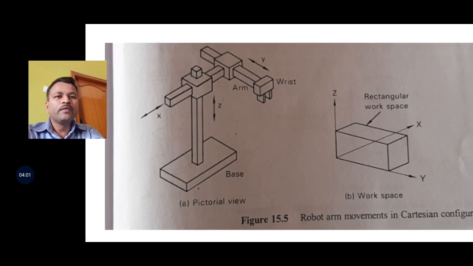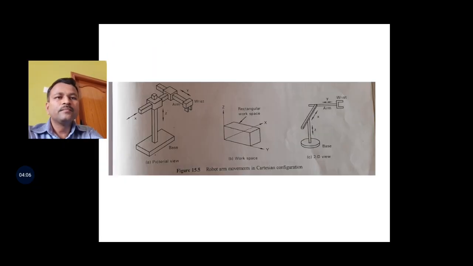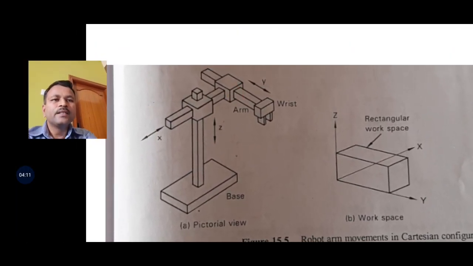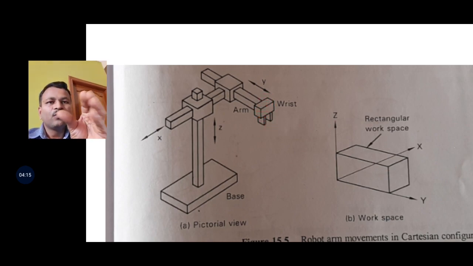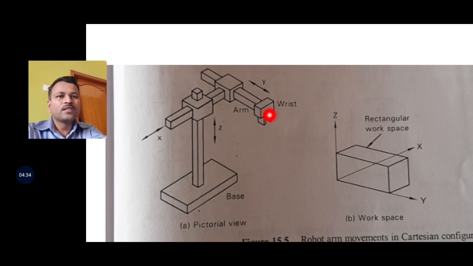In the pictorial view, see here, this is the arm, and this is the wrist. The wrist means the gripper. You can see 2 grippers; these 2 jaws are also called the gripper. It is able to move in the z direction. This is the x direction and this is the y direction. So it becomes a rectangular workspace.